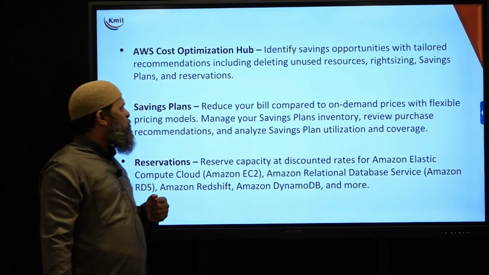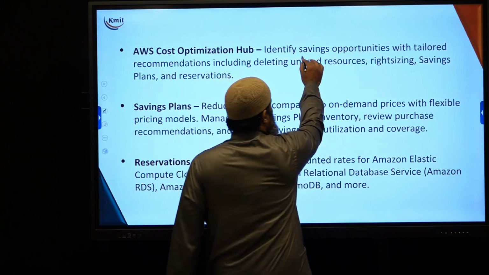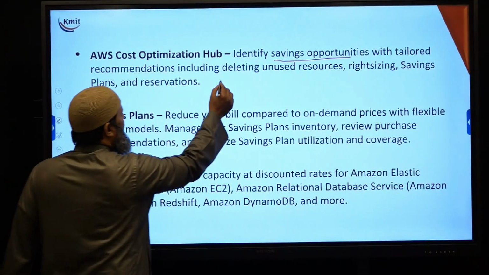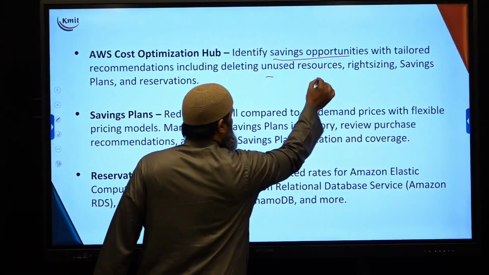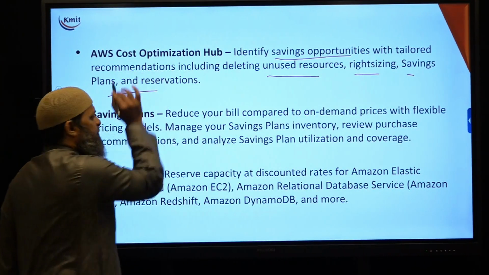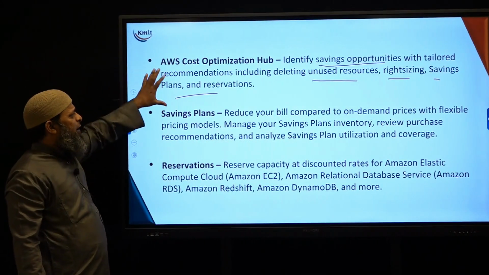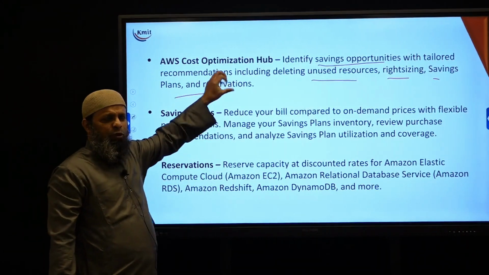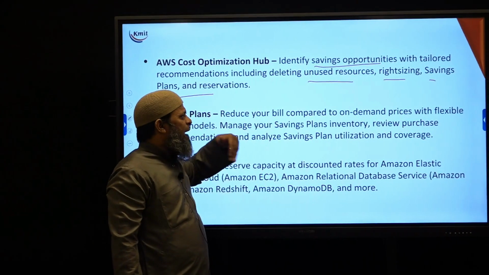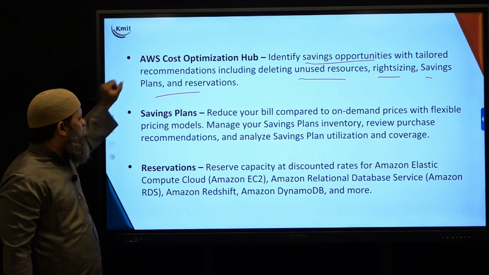Next, AWS Cost Optimization Hub: identify savings opportunities with tailored recommendations, including deleting unused resources, right sizing, savings plans and reservations. So you need to optimize the cost, and that can be done by using the resources properly. Unused resources should be shut down and right sized, or you should remove them so that cost will become optimized.